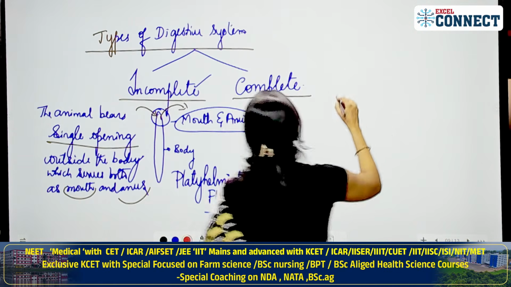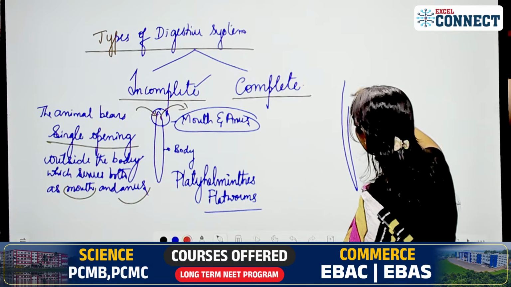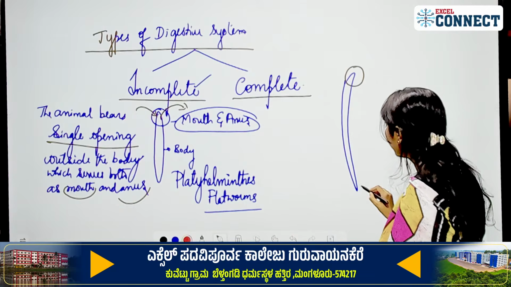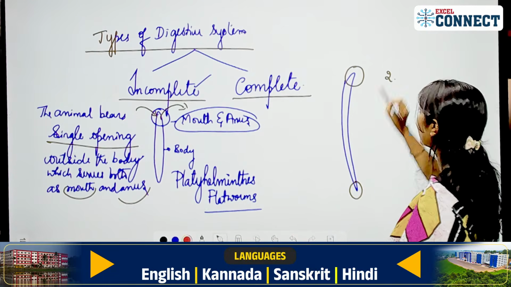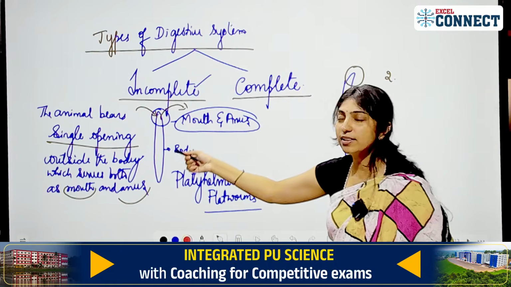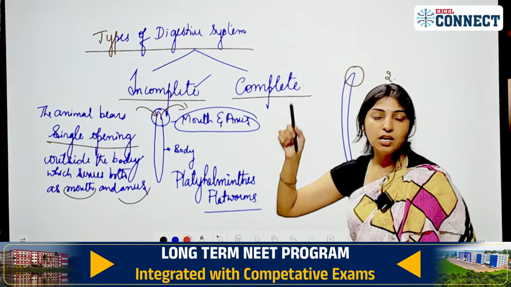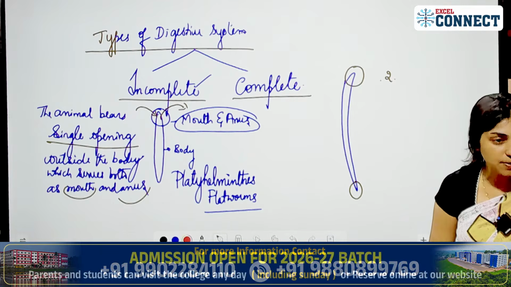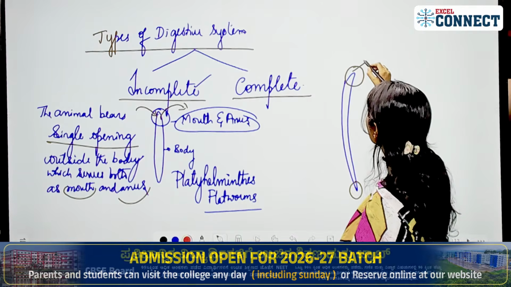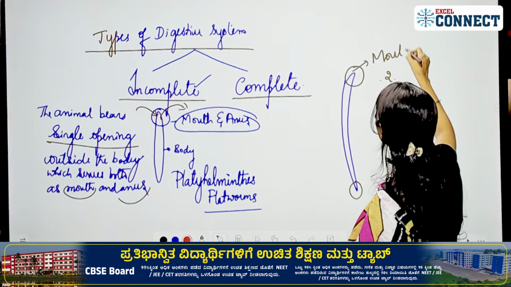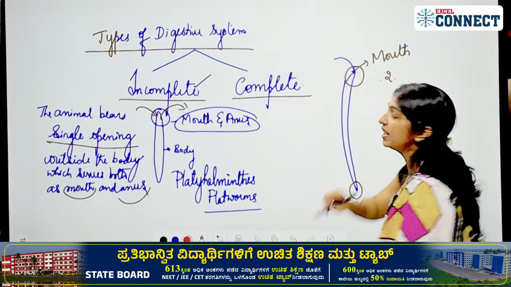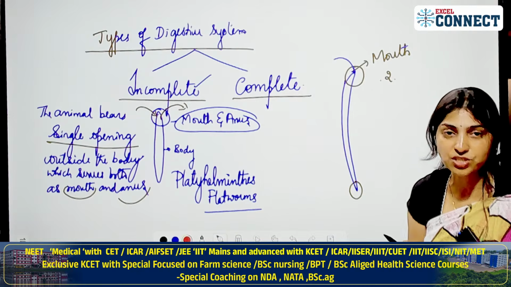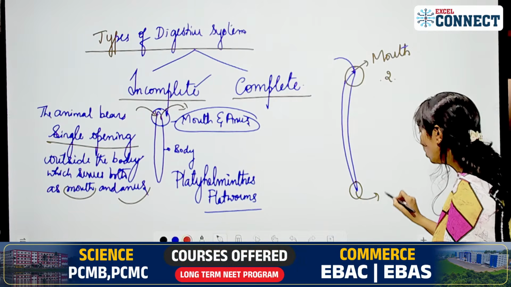Now tell me, what is complete digestive system? If this is the body of an animal, it will have two different openings outside the body. How many openings are there in incomplete? Single, one. How many openings are there in the complete digestive system? Two. One will serve as a mouth. The intake of food will take place through the mouth, and the waste is removed through the anus.